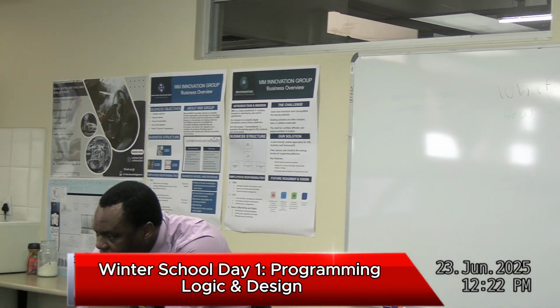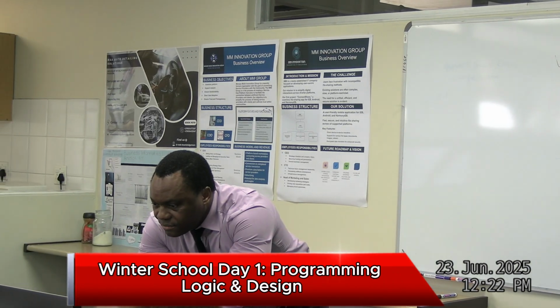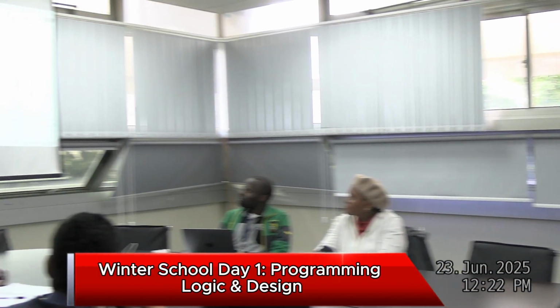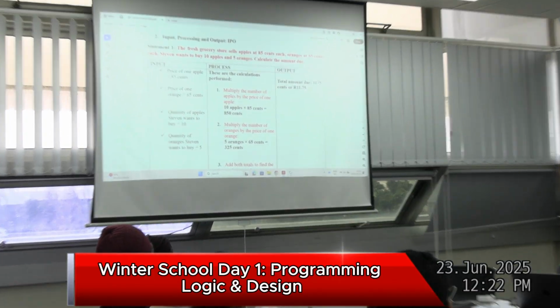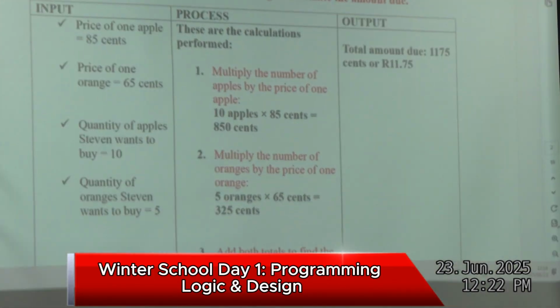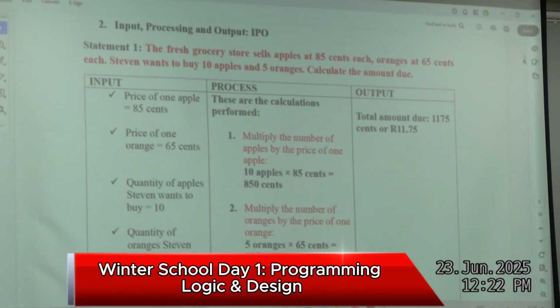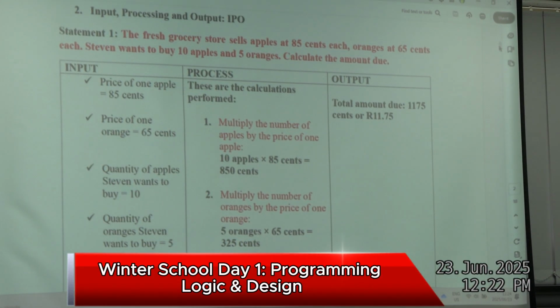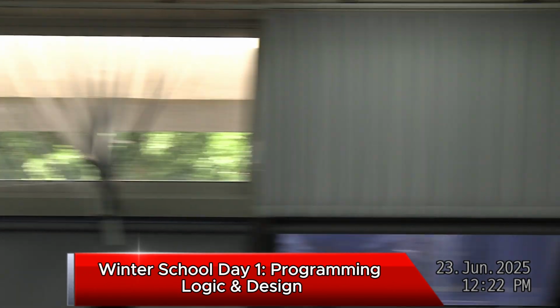Point number 1 to solve the problem is the input processing. I copy and paste the statements that I've reformulated. What could be the different inputs within this statement? First of all, let me clarify what an input is. We have a few keywords for input. Input means entering something from the keyboard.